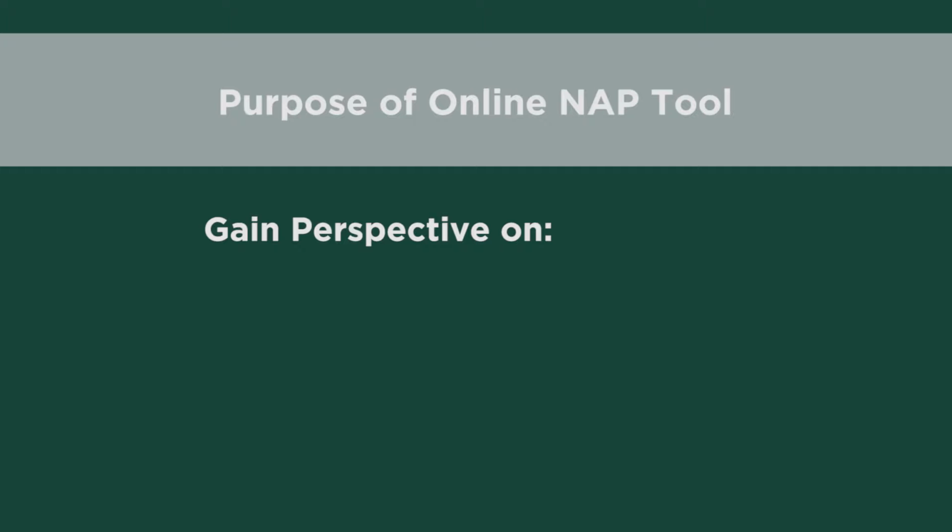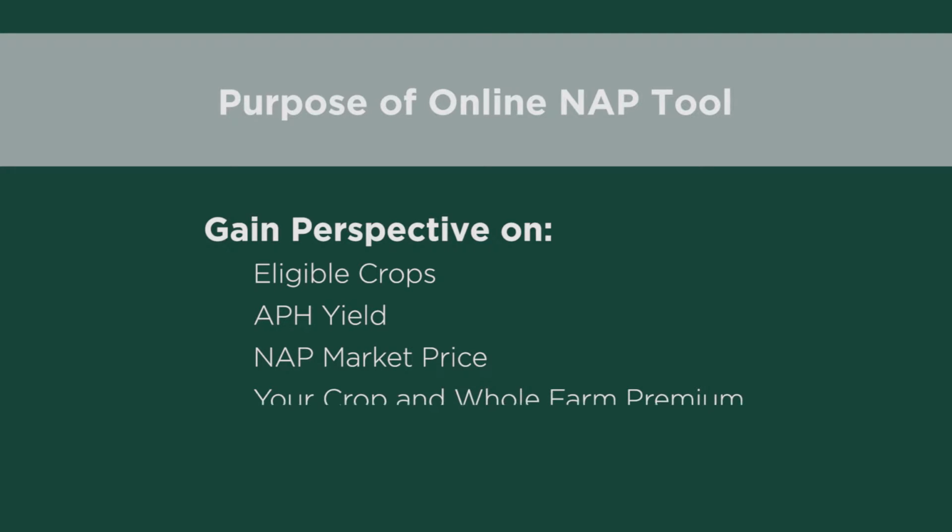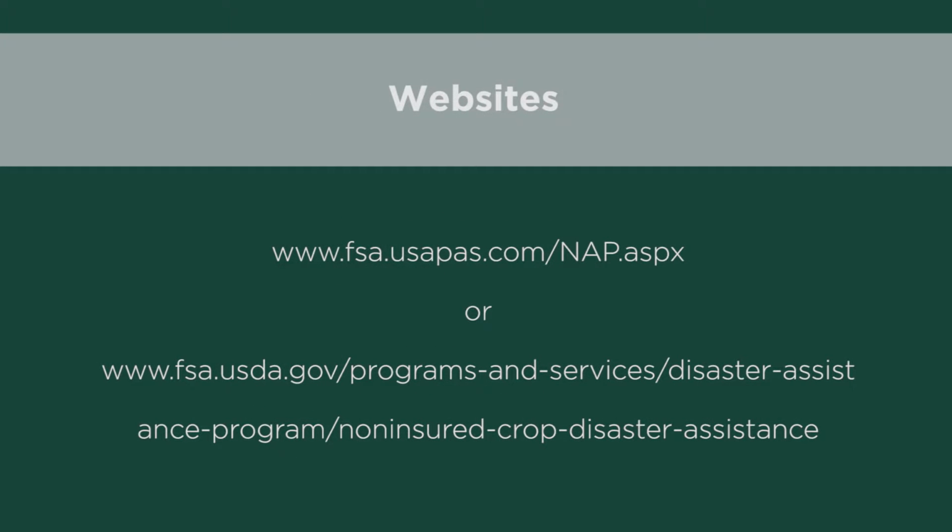The tool immediately puts the user on solid data as NAP crop eligibility is addressed. The tool provides the user with a good perspective on the APH yield, which is the basis for coverage, the NAP market price, your crop and whole farm premium, and what payments would be net of premium under alternative yield scenarios. The web-based tool can be found in multiple locations on the internet.